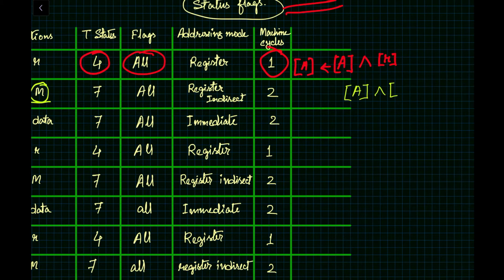Why am I writing the HL pair here? Within one square bracket, if we write HL pair, this means the memory. The HL pair holds 16-bit data or a 16-bit memory address. Whatever data is available at that memory address will be ANDed with the content of the accumulator and stored in the accumulator. So this is the second instruction.